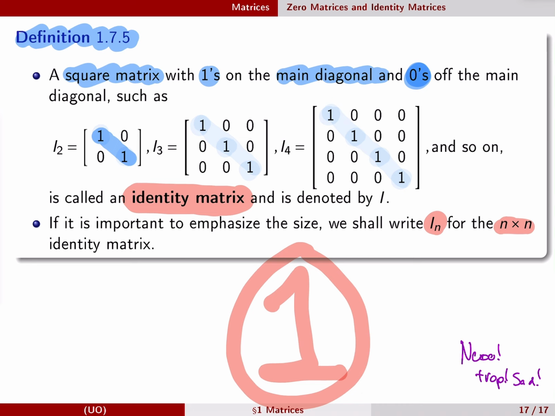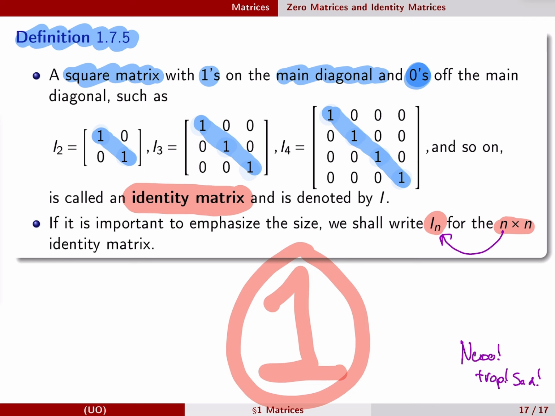So I2 means I'm dealing with a 2 by 2 matrix. I3 is a 3 by 3 matrix where the ones are only on the diagonal. I4, the ones are only on the diagonal. You can see that above and below all these diagonals, I have a bunch of zeros. So in general, In is an n by n matrix where you have zeros everywhere except on the diagonal.